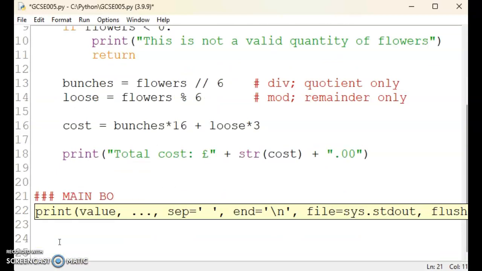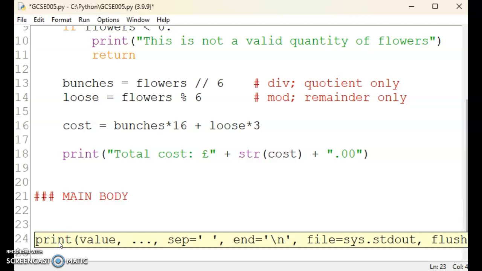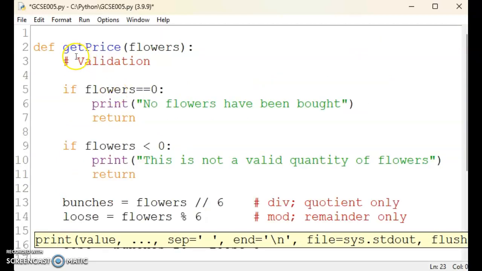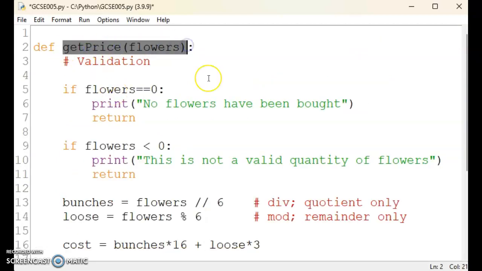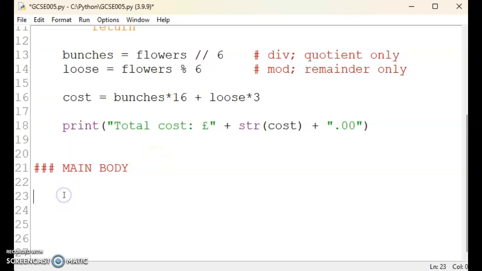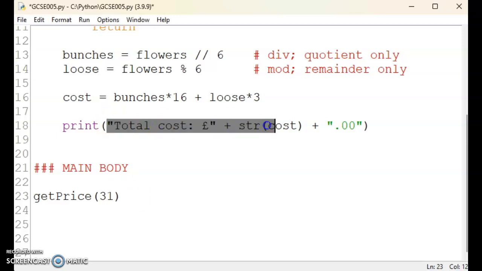Okay, so next what we should do is test that we have no bugs or significant problems here. We're going to create a main body for our program, and we are going to call our procedure. Earlier I had done a mental check to make sure that it worked with the number 31. So if we say get price 31, then because we are calling a procedure, it is perfectly okay for that to stand on its own as a line of code, because it's going to cause an action to take place, and ultimately it's going to cause this print statement to appear on the screen.